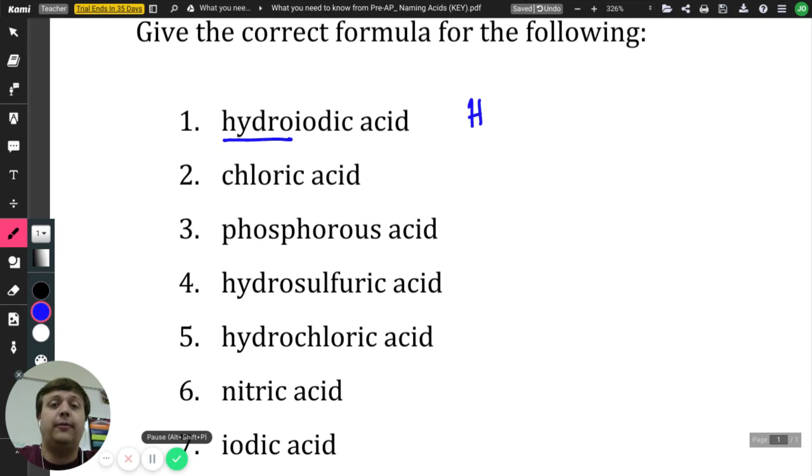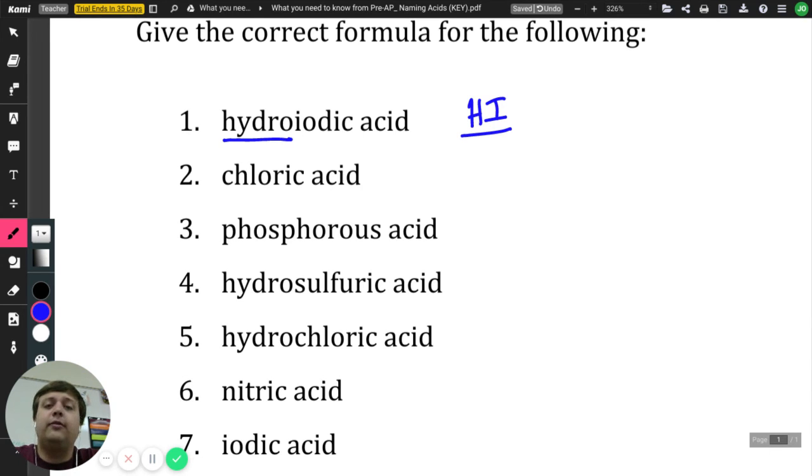Well, now I have to figure out what other element it is. Well, it's iodic. Iodic is iodine, right? So iodine, its symbol is I. So I have hydrogen, I have iodine. The last thing I need to do is double check my formula, make sure those charges that they would produce would cancel out. Hydrogen produces a +1 charge, iodine produces a -1 charge. So we've got a +1 and a -1, they're going to cancel out. Okay, since they cancel out, this would be our final formula.